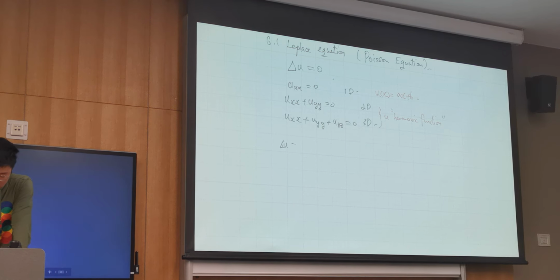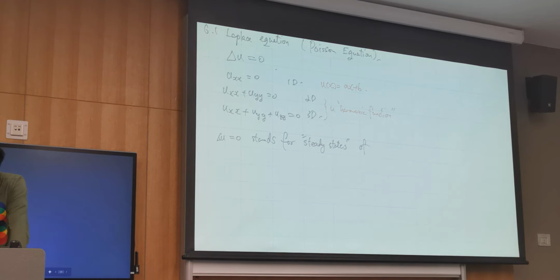Again, Laplace u equals 0. This stands for the steady states of the wave equation and heat equation.